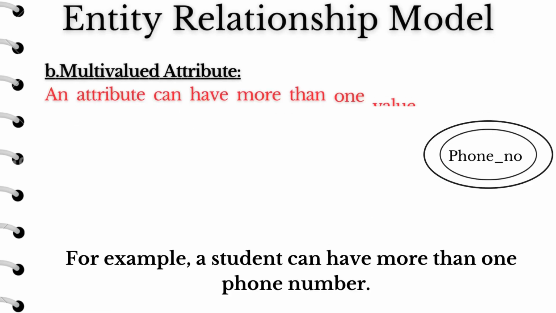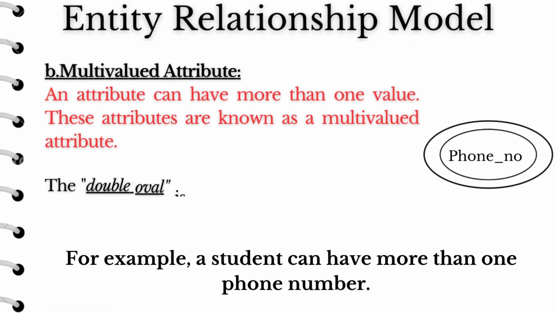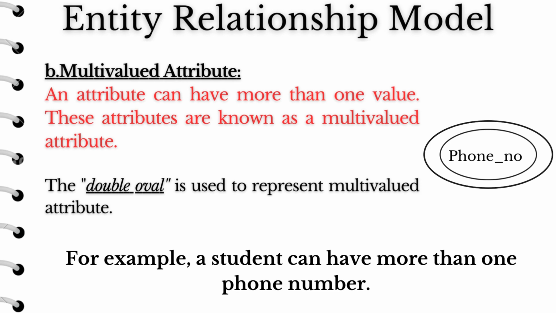Multi-valued attribute. An attribute can have more than one value. These attributes are known as multi-valued attributes. The double oval is used to represent a multi-valued attribute. For example, a student can have more than one phone number, and here, phone number is a multi-valued attribute.